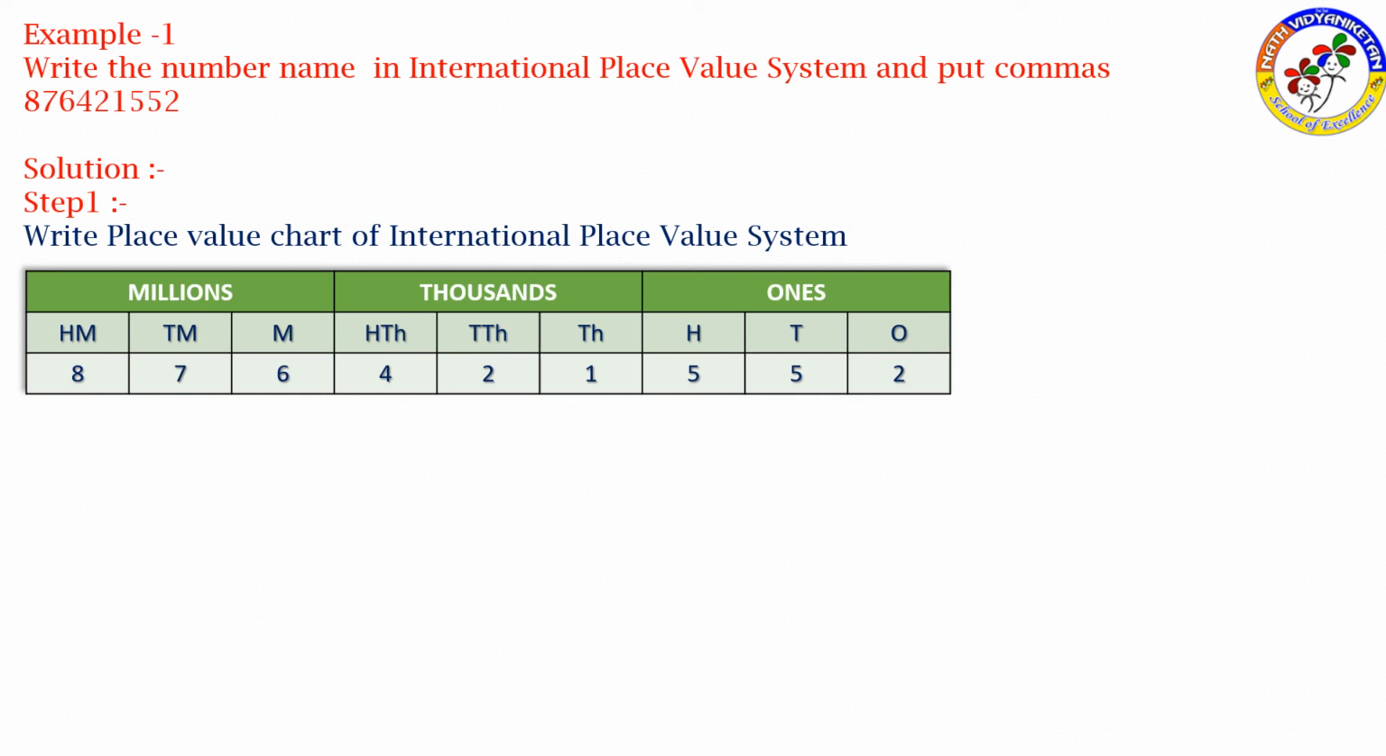So in ones place 2 and in tens place 5. 5 is in tens place and 5 is in hundreds place. 1 is in thousands place. 2 is in 10,000s place, 4 is in 100,000 place and 6 is in millions place and 7 is in 10 millions place and then 8 is in 100 millions place. So meeku place values telusu kada, so write that.